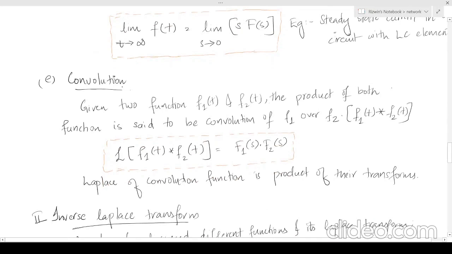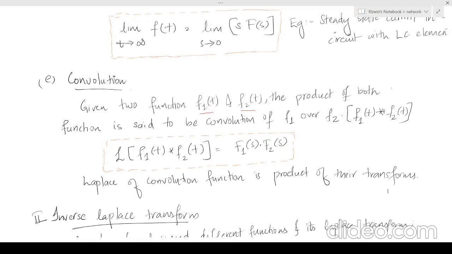Okay, now let's go for convolution. See, suppose there are two functions, f1 and f2. So multiplying both functions, convolution is all about taking f1 of t and multiplying with f2 of t. So the whole operation is called convolution. And what actually happens is that the function f1 is convolved over f2.